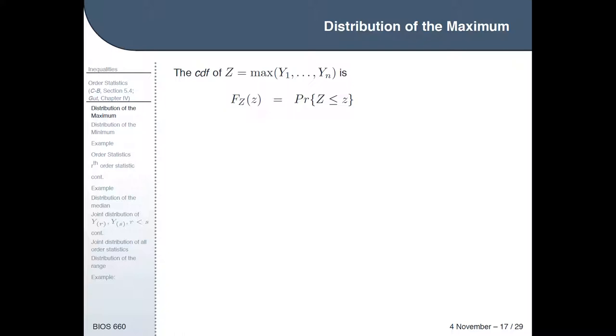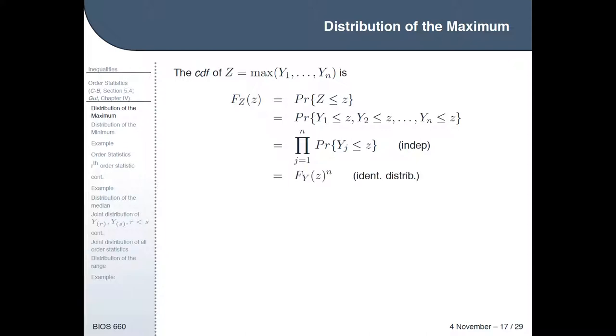Well, using the usual change of variables trick, the CDF of Z, the maximum, is the probability that Z is less than or equal to z, which is just the probability that the first Y is less than or equal to z and the second Y is less than or equal to z. All of the Y's have to be less than or equal to this z. Since they're independent and identically distributed, that's just the product of these individual probabilities, which is the CDF to the nth power. So it's actually quite straightforward to find the CDF of the maximum in this case.